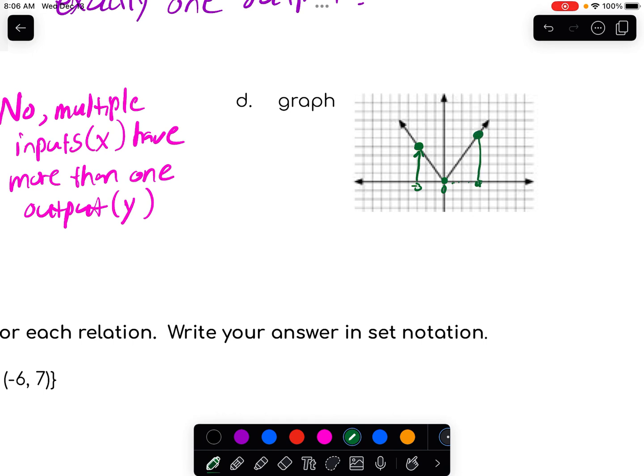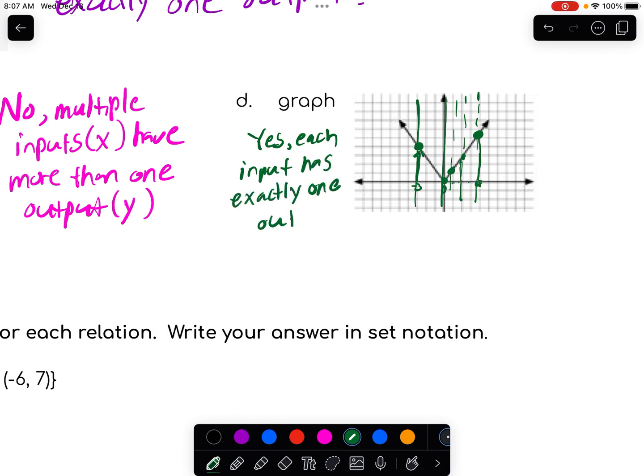And everywhere we pick for an input, it only has one output for that particular input. So if we do the vertical line test, everywhere on the graph we draw a vertical line, it only ever crosses the graph once at a time. All right, so each input, each x value that you put into this would only go up to the graph and correspond with one output. So this is a function. So yes, each input has exactly one output.